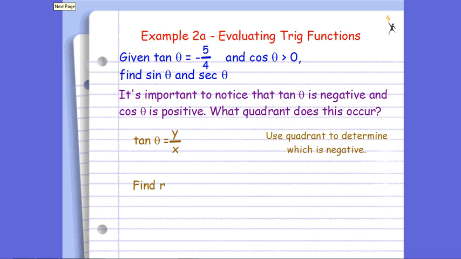So if I gave you the fact that tangent theta is negative 5 over 4, and the cosine of theta is greater than 0, I want you to find sine and secant. Okay? So, in the blue letters, that's all the problem says. Given that tangent is negative 5 over 4, and cosine theta is greater than 0, what does that even mean? What does cosine theta greater than 0 mean?